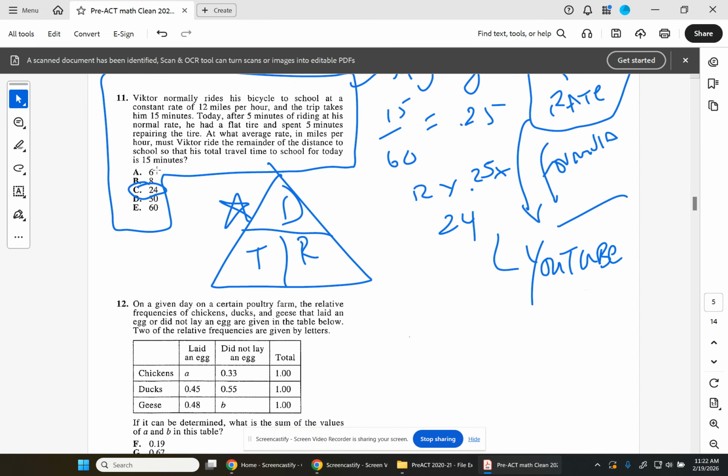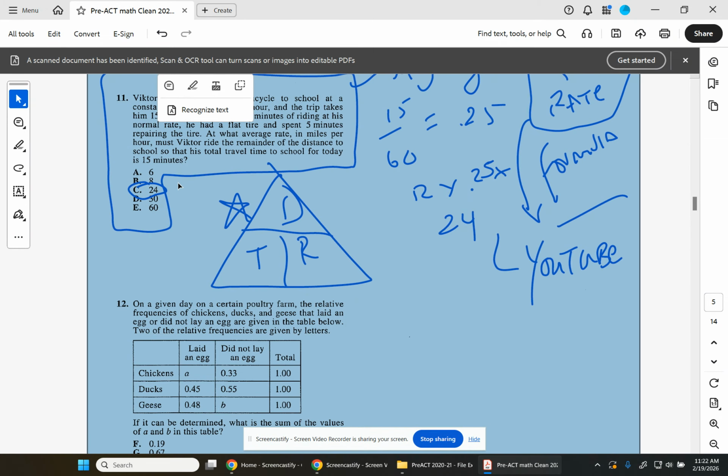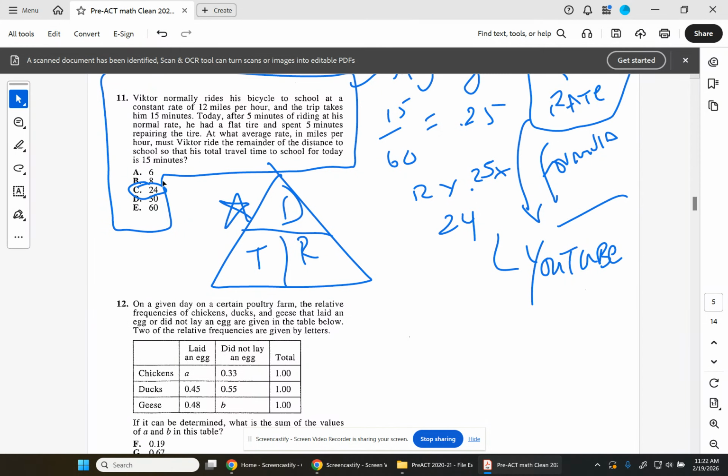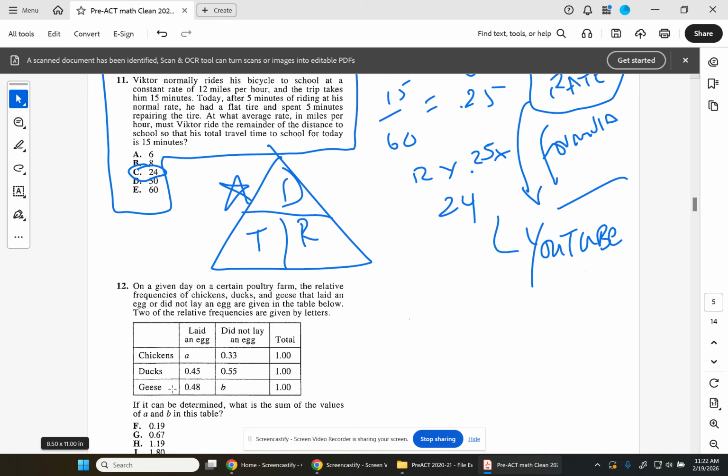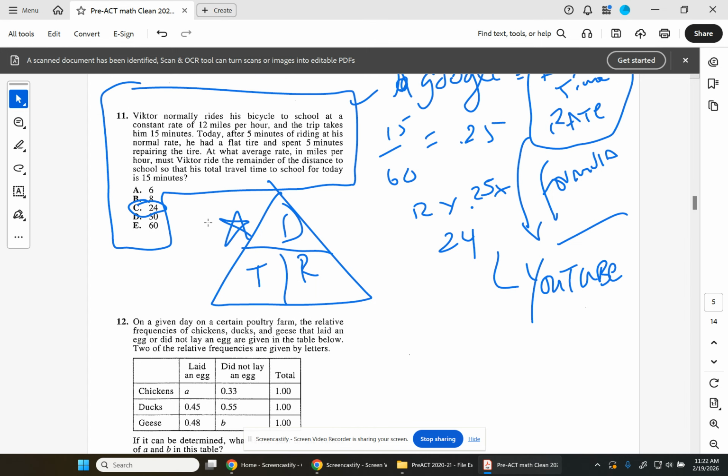I wanted to show, look how the numbers in A go 6, 8, 24, 30, 60. Look how these go from 0.9, 0.67, 1.19, 1.80. I bring that up because ACT always lists their numbers in ascending order. They start low, they end high.